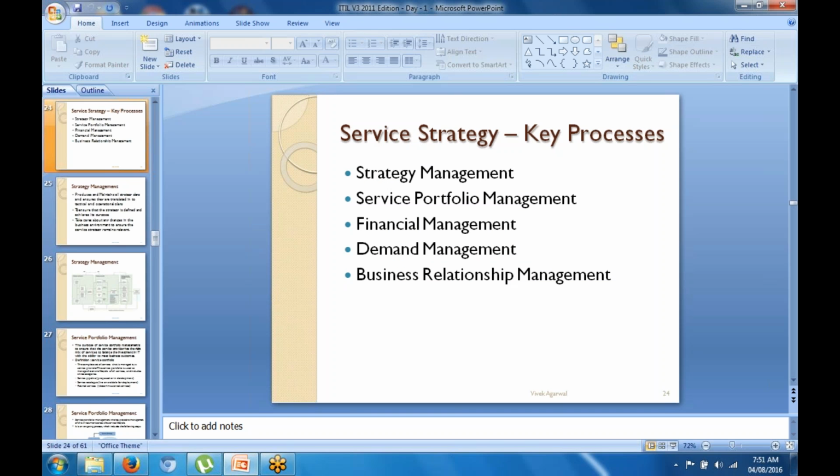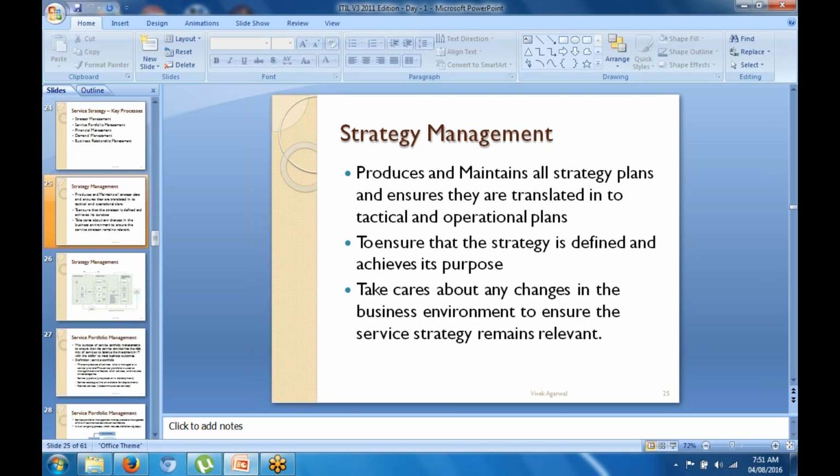So under service strategy, the key processes we have seen are strategy management, service portfolio management, financial management, demand management and business relationship management. Strategy management produces and maintains all strategy plans and ensures they are translated into tactical and operational plans. So to ensure that the strategy is defined and achieves its purpose, it takes care of any changes in the business environment to ensure the service strategy remains relevant.